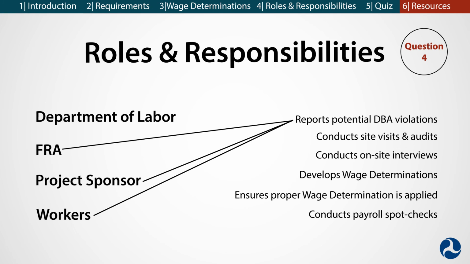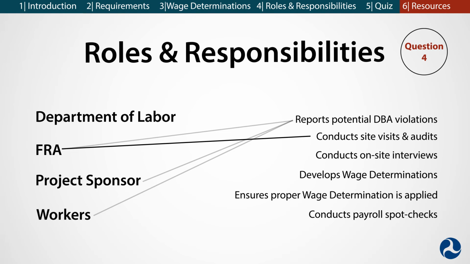Right. This applies to 3 entities. FRA is obligated to report known violations to the Department of Labor. The project sponsor must report known violations either to the Department of Labor or to the Federal Railroad Administration. And finally, workers can report violations directly to the Department of Labor or their employer. Who conducts on-site visits and desktop audits? The grant or loan-making agency, the FRA, conducts on-site visits and desktop audits to ensure DBA compliance on FRA-funded projects.